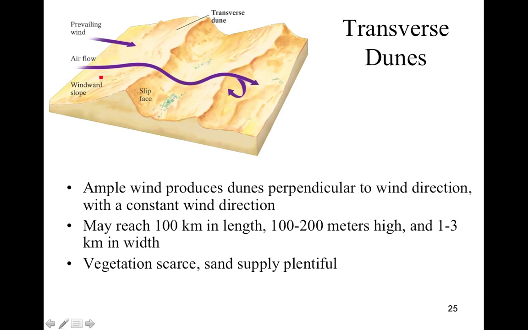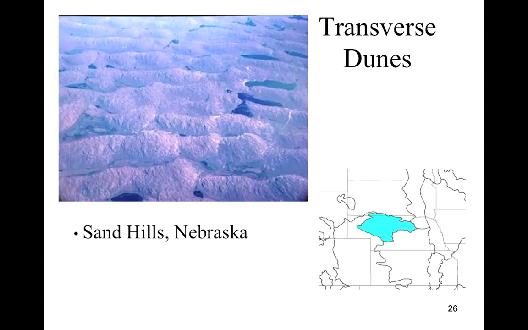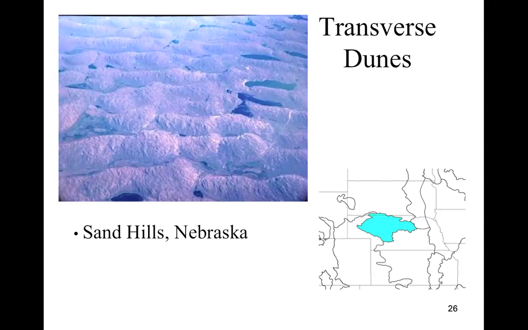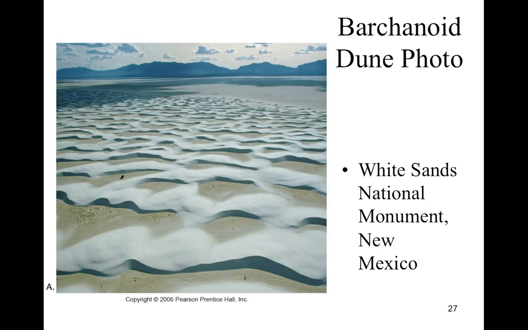You get transverse dunes, so these are dunes that gradually propagate in the direction of the wind, like barkhan dunes, and essentially they're much more stable, so they don't develop the horns. Right? You need different types of wind conditions for that to occur. Often vegetation is scarce and sand supply is plentiful in these cases. There's some more pictures of some transverse dunes. Then you get barchanoid dunes, a sort of intermediate between transverse and barkhan dunes. They're starting to develop the horns, but they don't quite get there.